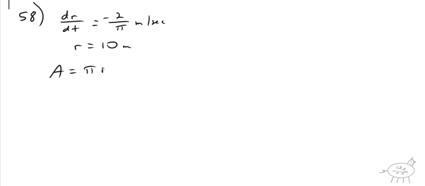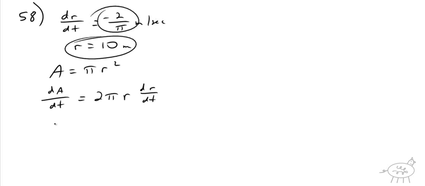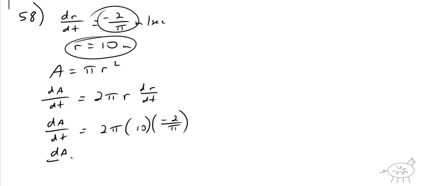So area equals pi r squared. It's all nice. We just have two variables here, so we're going to take the derivative, and we're going to do dA/dt is equal to 2 pi r dr/dt. Sweet. Okay, and we have our r, and we have dr/dt. So plug it in. dA/dt is 2 pi times 10 times -2/pi. So dA/dt is equal to -40 meters per second.